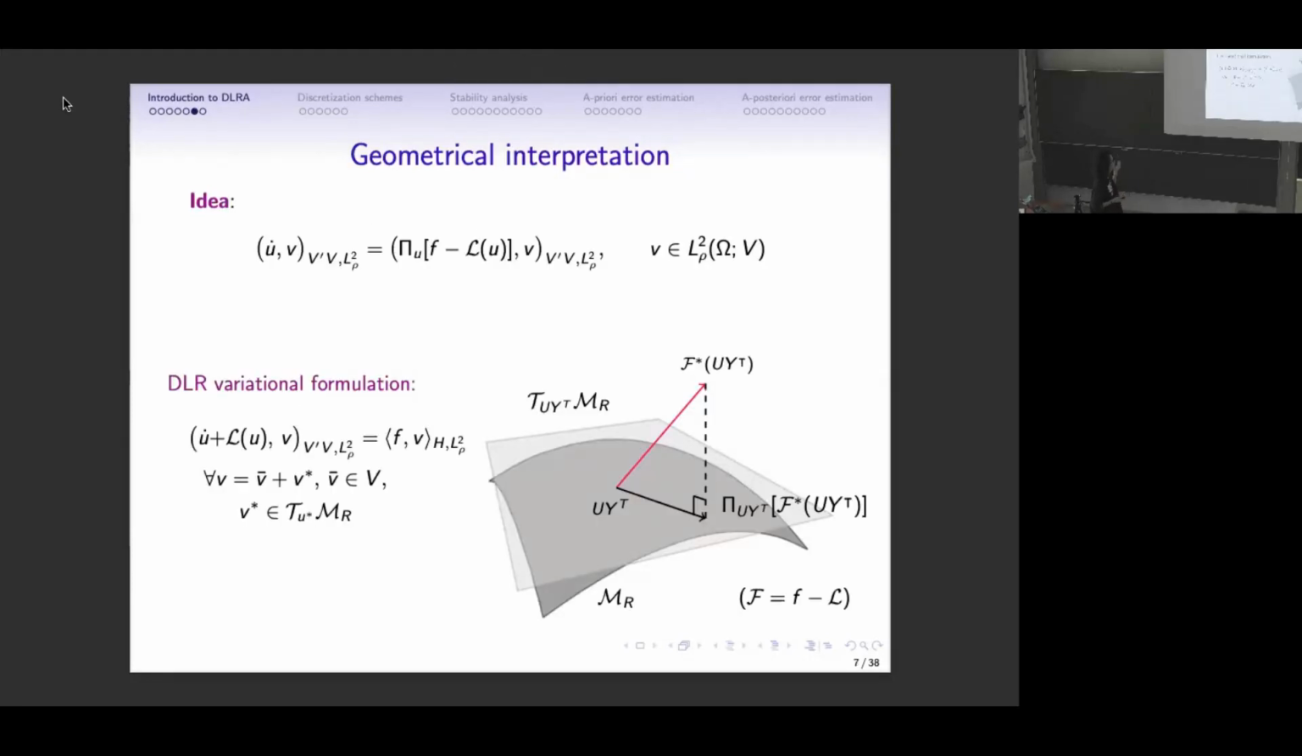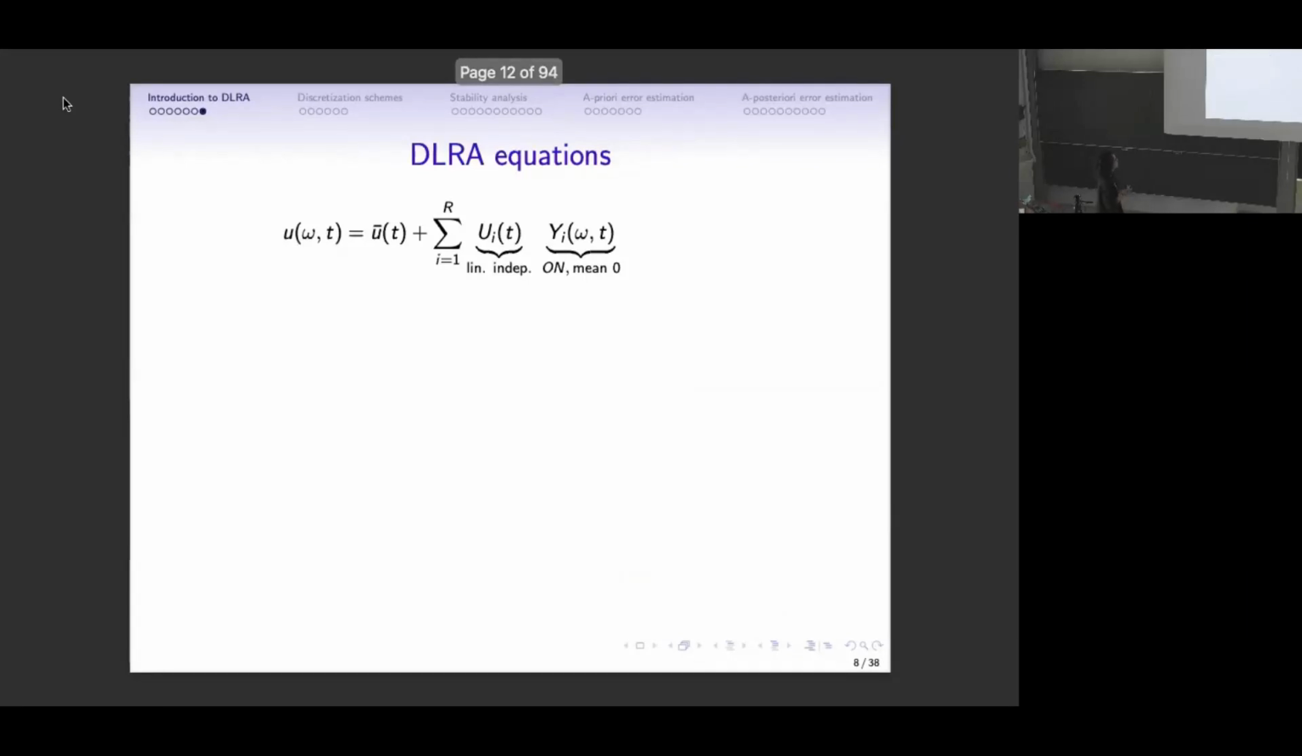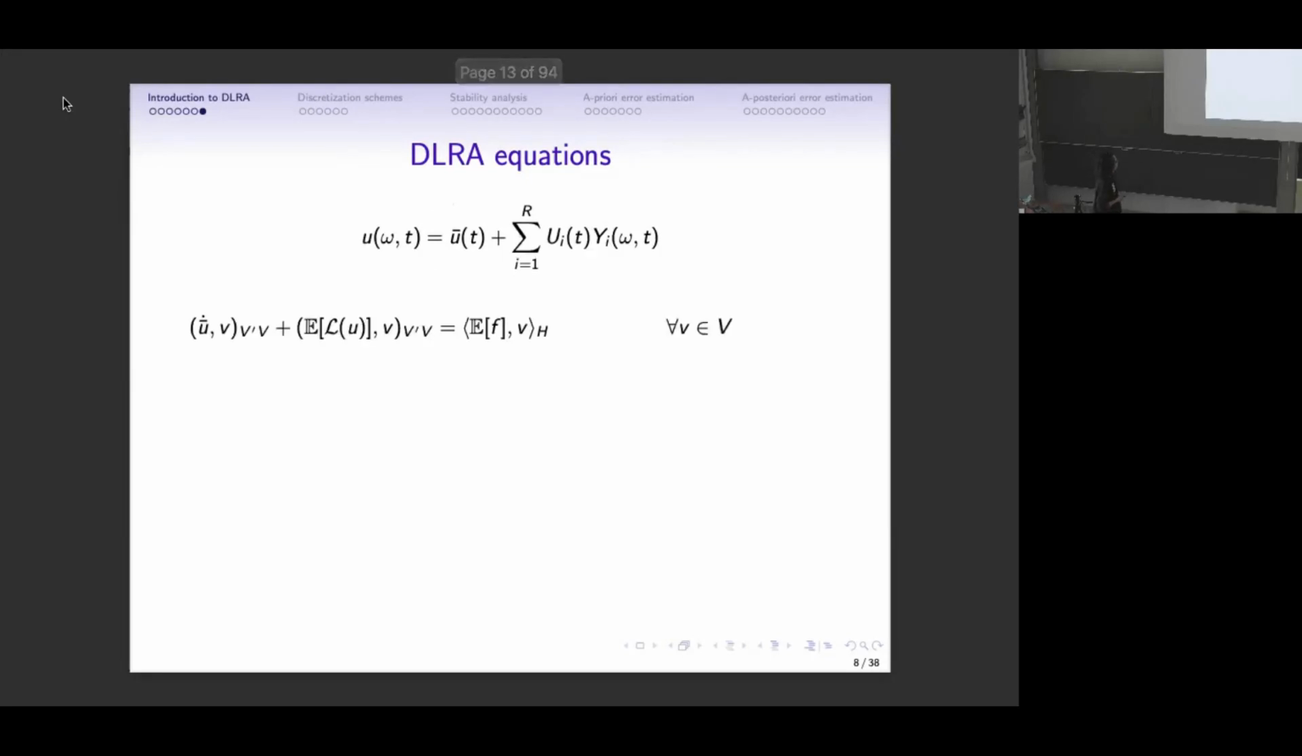Okay, so with this idea behind, we can derive equations for all of the terms that we have in the expression we need for the approximation. So first we have an equation for the mean value. So it's a deterministic equation, right, for the mean value. Then we have R deterministic equations for the deterministic modes. Now here is this term where basically we are projecting on the Y modes. It's just something we will have to deal with when we try to discretize.